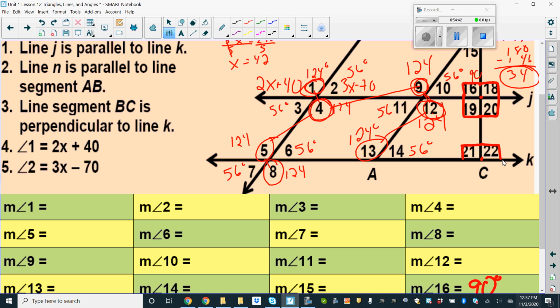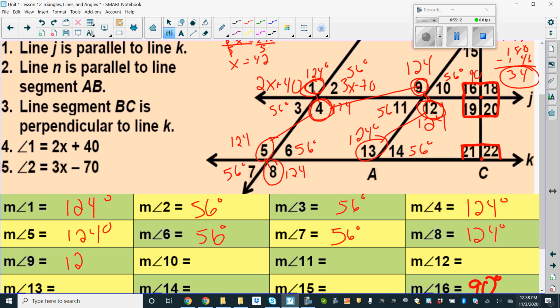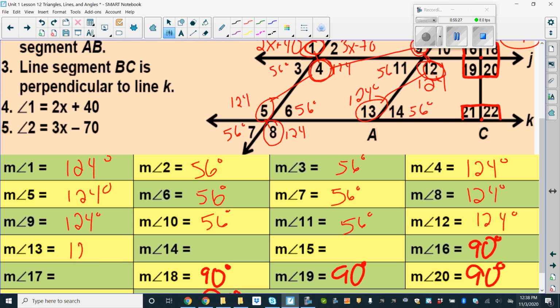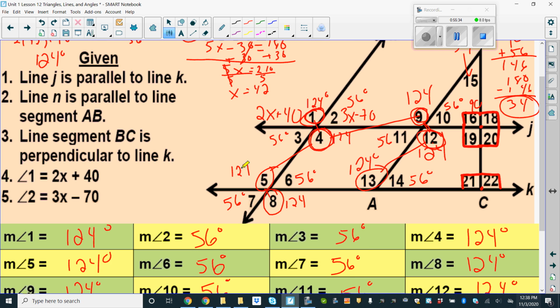So if you want to fill in down here, you have angle 1 is 124, 2 is 56, 3 is 56, 4 is 124 degrees, 5 is 124 degrees. 6 is 56 degrees. 7 is 56 degrees. 8 is 124. 9 is 124. 10 is 56. 11 is 56. 12 is 124. 13 is 124. 14 is 56. 15 we said was right here, 34 degrees.